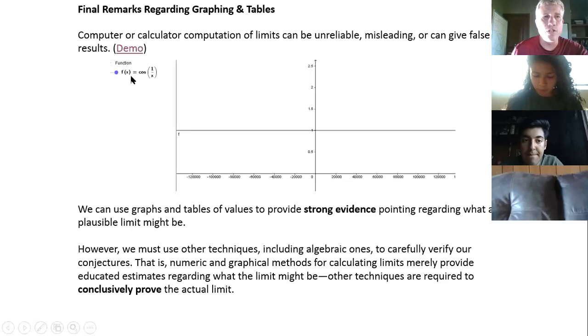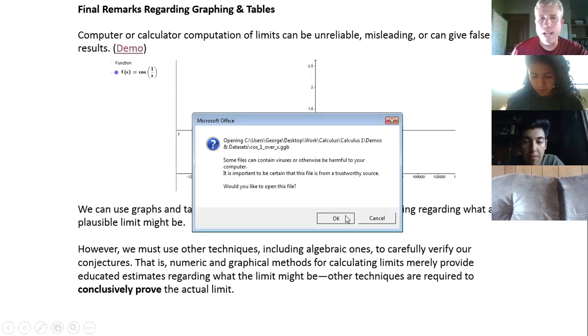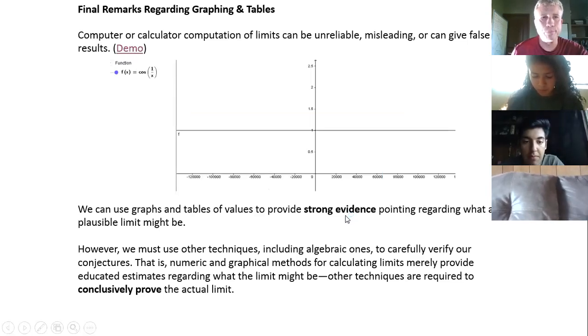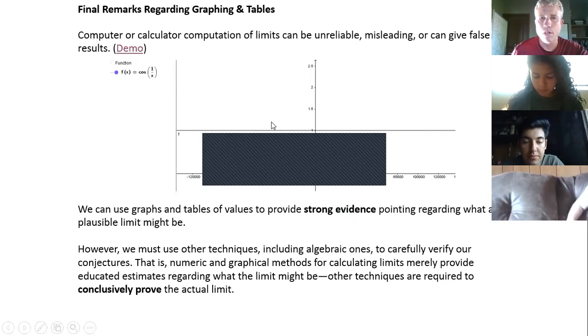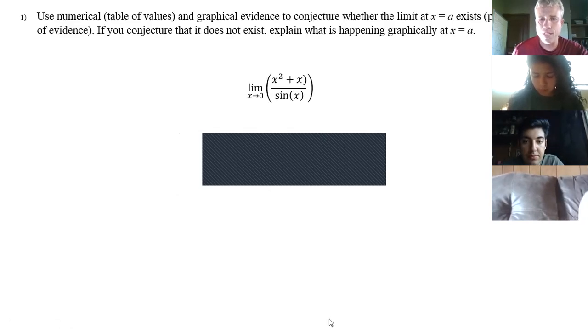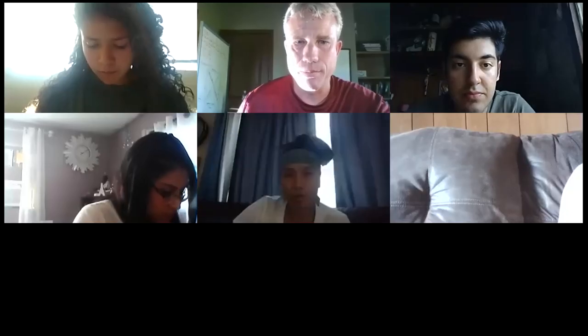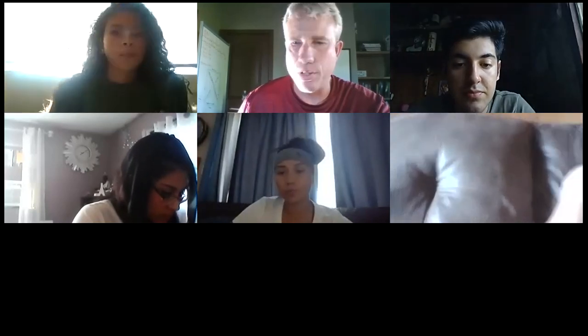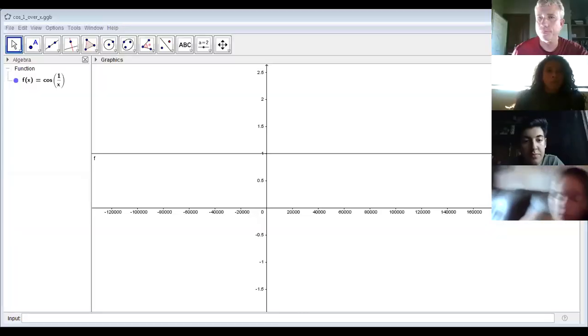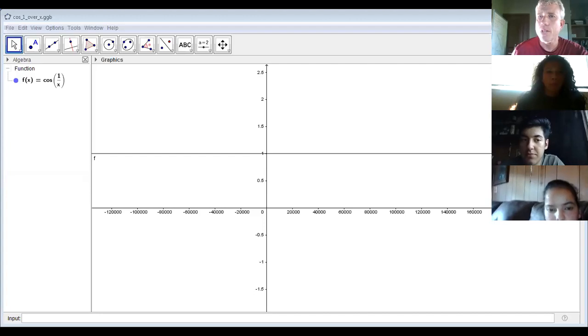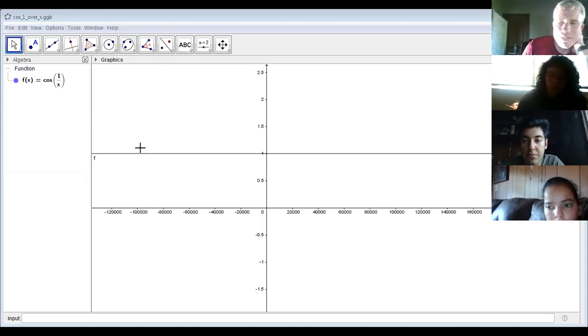So the function cosine of 1 over x right here is the guy I've got loaded into GeoGebra. Uh-oh, let me stop that share. Let me share GeoGebra here. All right. So here's one where you kind of get a graphical lie. You ready? Here's the function cosine.